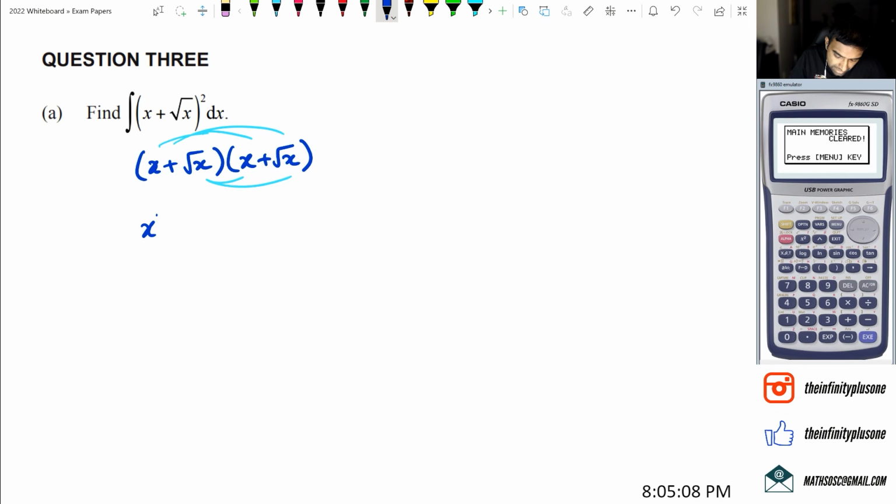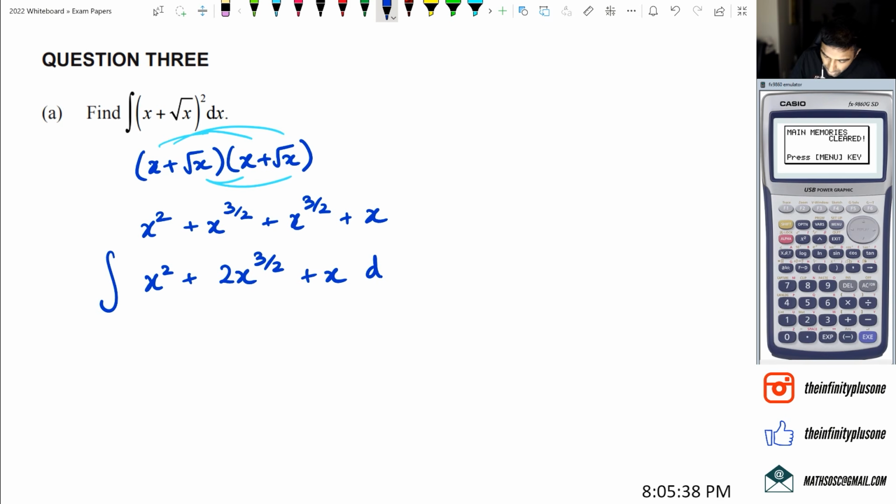So what I've got here is x squared. Now x times x to the power of half can be written as x to the power of 3 over 2, because x to the power of 1 times x to the power of half, so 1 and a half makes 1.5, or 3 over 2. We've got another 3 over 2. And plus square root of x times x is just going to be x. So what we have here is x squared plus 2x to the power of 3 over 2 plus x. And of course, we have got to integrate this. Now, in saying this, this is just expanding the bracket, so there's actually no grades here so far.